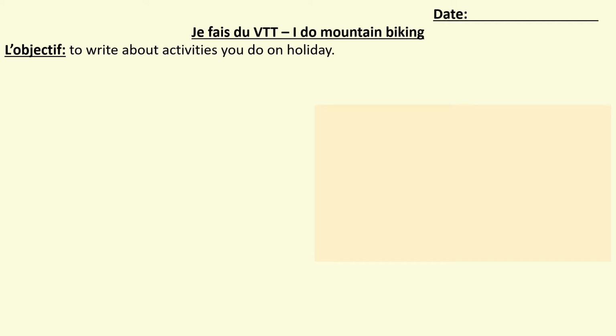Then on the third line, starting right next to the margin, write down l'objectif, the objective. And today's objective is to write about activities you do on holiday. Pause to do that now. Press play when you're ready to go on to the next activity.